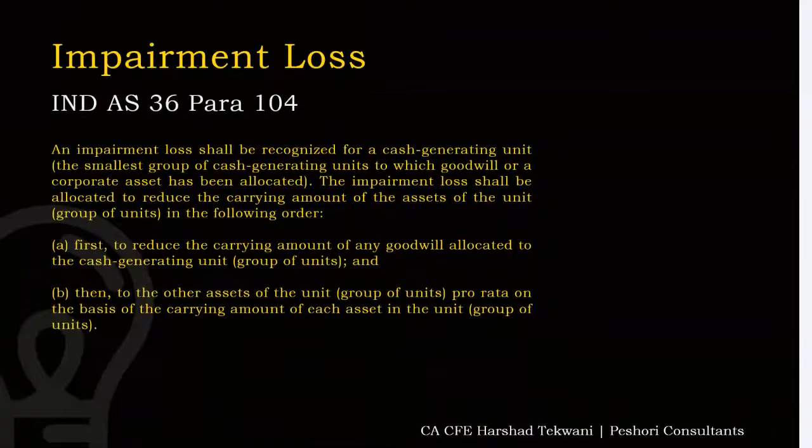So impairment loss shall be recognized for the cash generating unit, the smallest group of cash generating units to which the goodwill or corporate asset has been allocated. The impairment loss shall be allocated to reduce the carrying amount of those assets in the following order. First, reduce the carrying amount of any goodwill allocated to the cash generating unit. So we reduce the 20 rupees. Then go for the other assets on a proportionate and pro rata basis of their carrying amount.